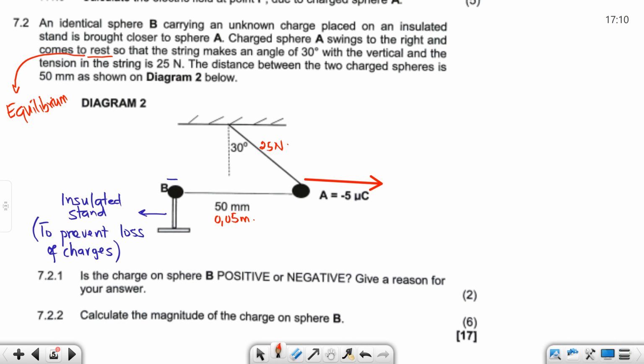Is charge sphere B positive or negative? I think we're done by saying negative. Why? It repels A. In whatever way you want to answer that question and explain, the main key is to look for repulsion. Calculate the magnitude of the charge on sphere B. 6 marks. Interesting. Look, when you see such questions, I wish I would do 2 questions for you today. When you see this question, please draw a free body diagram. Quickly. On A.